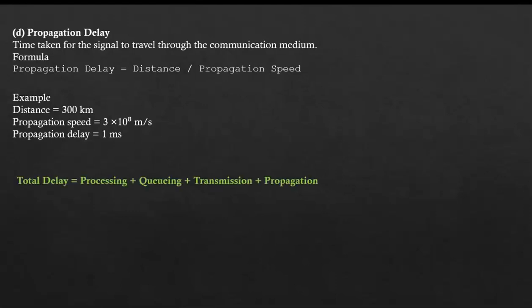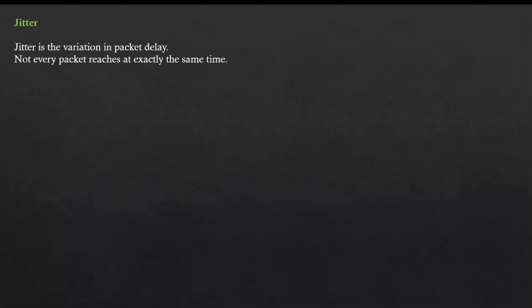Fine. Moving on, the last delay is called the propagation delay. Propagation delay is the time taken for the signal to travel through the communication medium. It is the distance divided by the propagation speed. For example, if the distance is 300 km and the propagation speed is 3 × 10^8 meters per second, your propagation delay is going to be 1 millisecond. Fine. So how to calculate the total delay? Total delay will be the sum of the processing delay, queuing delay, transmission delay, and the propagation delay.